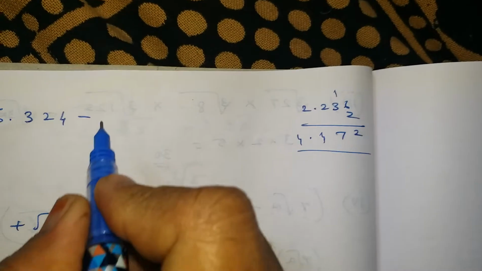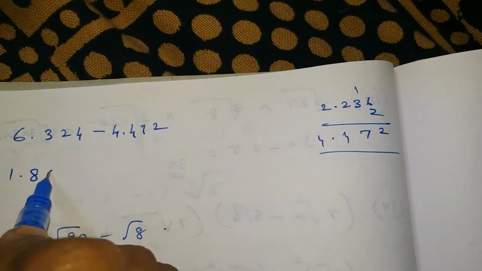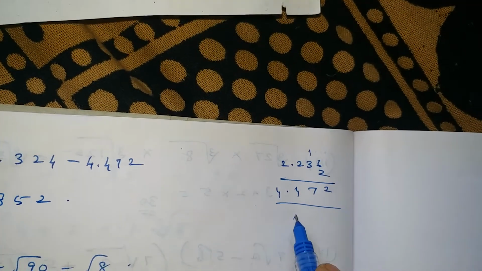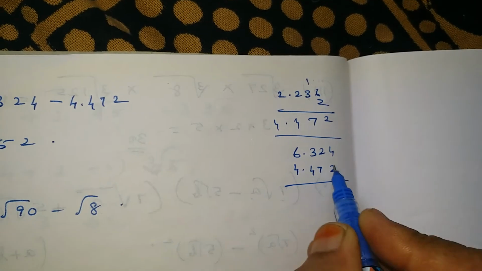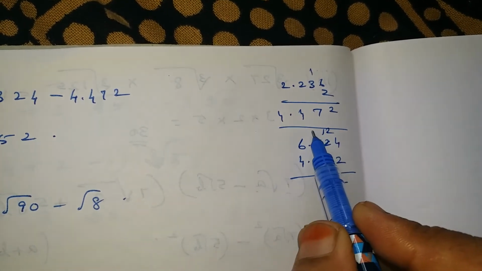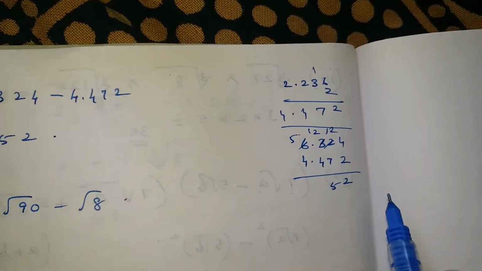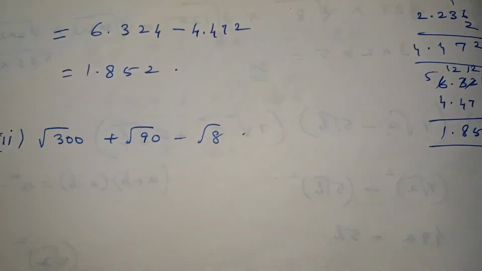So, your answer is 6.324 minus 4.472. Subtract means you will get 1.852. That is, I will subtract and show you: 6.324 minus 4.472. 1.852 is your answer. Now, second subdivision.